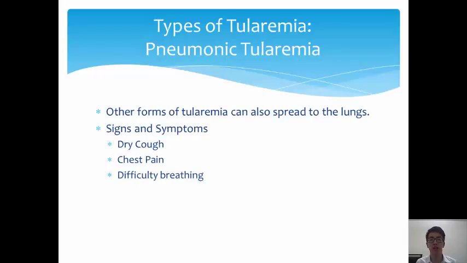The fifth type of tularemia is pneumonic tularemia. Other forms of tularemia can also spread to the lungs, but these specific signs and symptoms include dry cough, chest pain, and difficulty breathing.